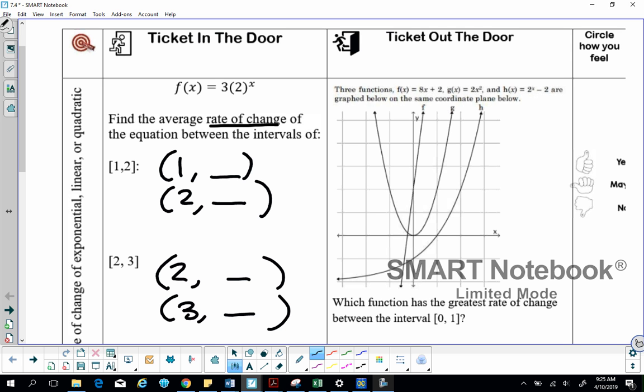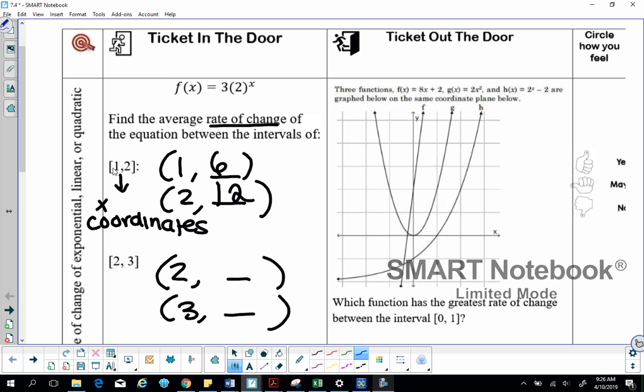So the first thing I do is I need to put it into a table and figure out what the coordinates are. These are your x coordinates. We need to find our y coordinates. So, Carlos, what did you get for the y coordinates at the first point? 1, 6, and then 2, what? 12. Yep. Cool.